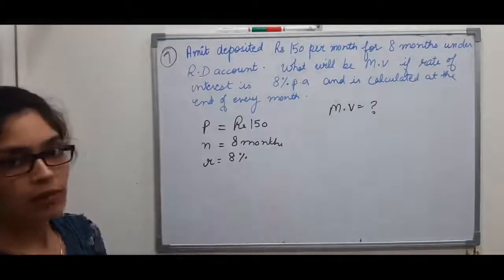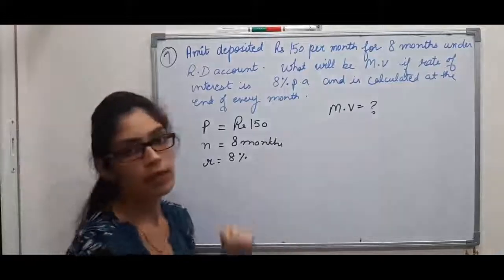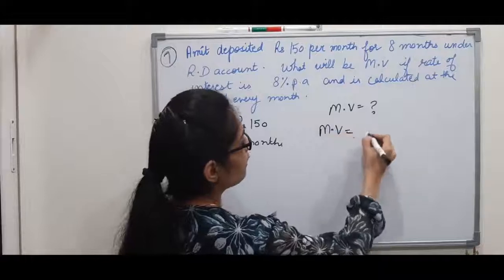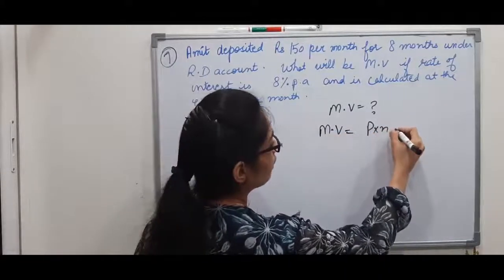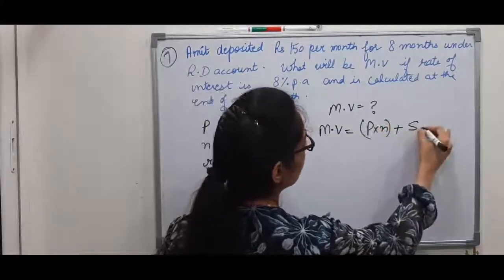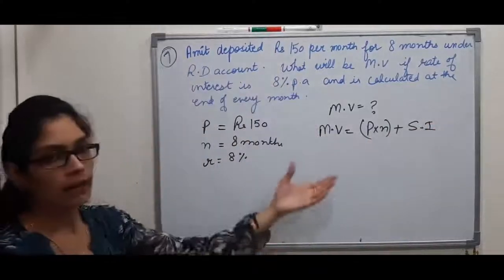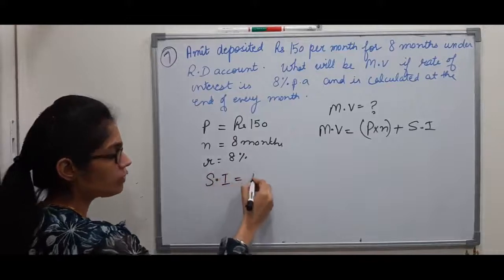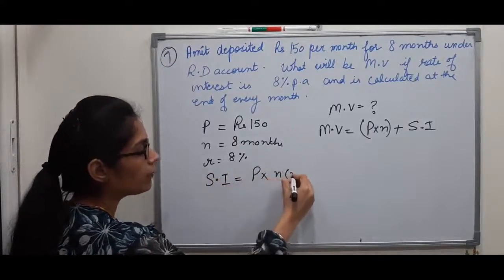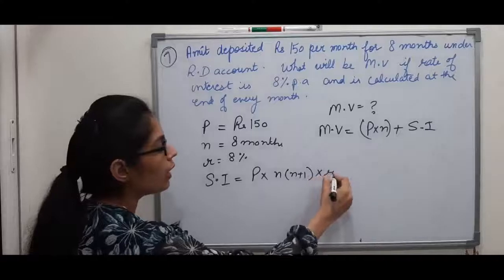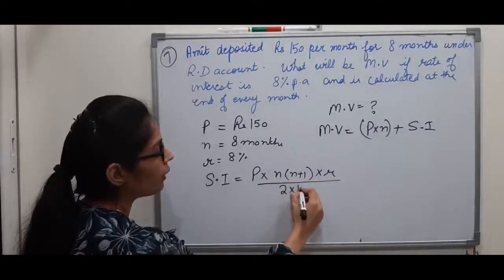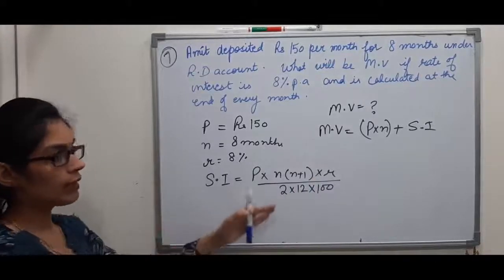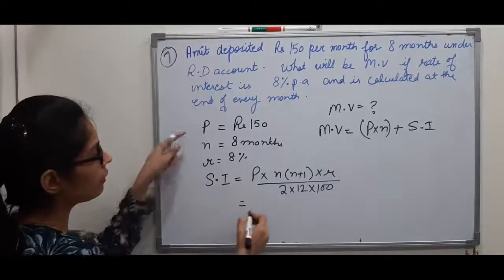The thing which they have asked us to find is maturity value, and we all know how to calculate maturity value. It is P into N plus simple interest. So for that I have to calculate simple interest, and I know the formula of simple interest, which is P into n plus 1 into R by 2 into 12 into 100. So what I will do, I will just substitute the values P, N and R in this, and I will calculate the value.